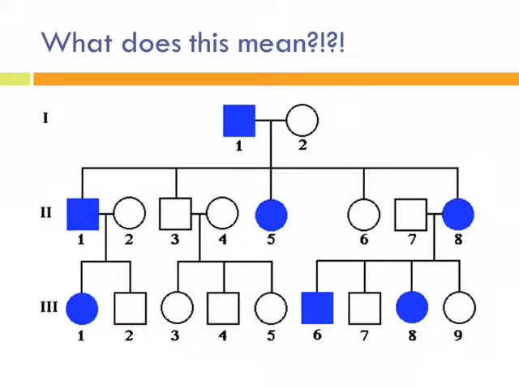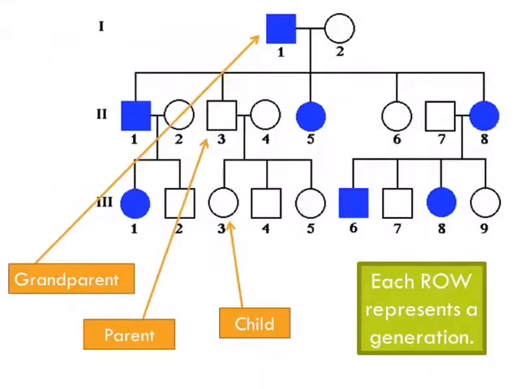Okay, so this is a pedigree. Some of you may have seen something like this before. We're going to be talking about what this image means. So you see that there are 3 different rows in this pedigree. Each row is representing a generation. So if you think about the 3rd generation as the children, the 2nd generation would be the parents, and the 1st generation would be the grandparents.